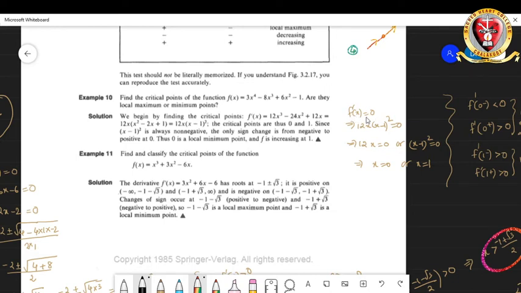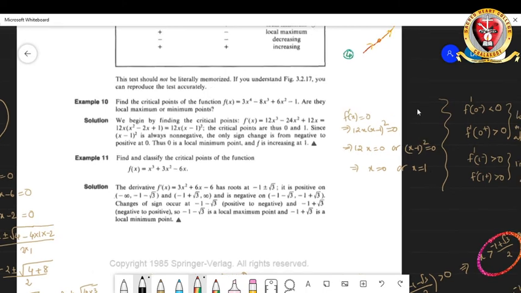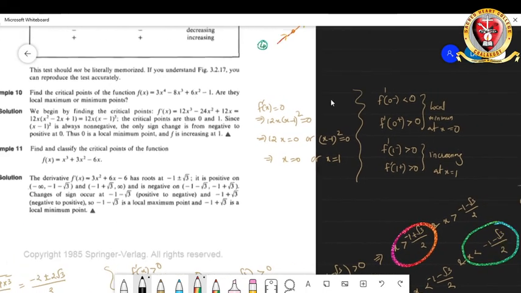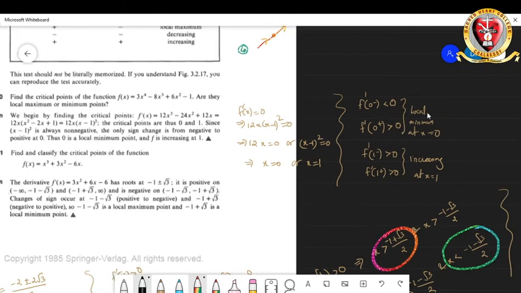So we have assumed f dash of x is equal to 0. That means 12x into x minus 1 the whole square is equal to 0. That means either x is equal to 0 or x is equal to 1. So these are the critical points. We have to check whether they are local maximum or local minimum.